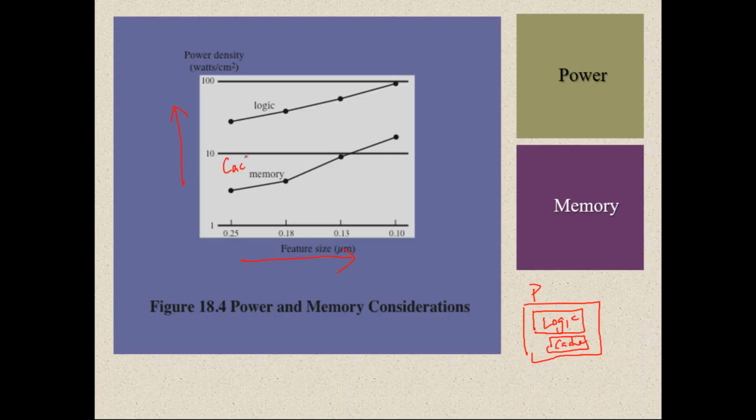This graph says that the cache memory's power consumption is somewhere between 1 watt and 12 watts. This is the minimum and this is the maximum, with respect to size.